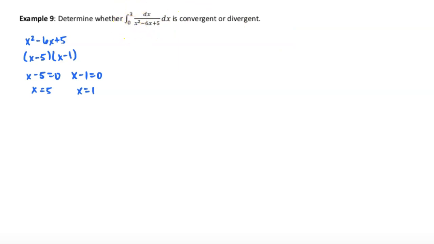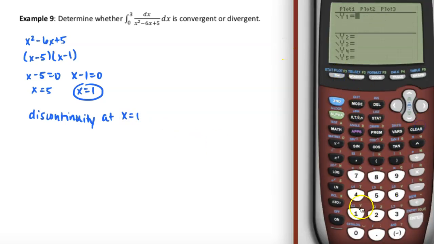Now I'm only worried about the interval from 0 to 3, and so I'm going to have a discontinuity at x equals 1. And so let's see what this graph is going to look like. And to plot this, I'm only going to be worried about the window from x equals 0 to x equals 3. And because now I can have negative y values, because if I have x values from 0 to 3, I can still get a negative y value, let's expand my window to a y min of negative 10. And now we get a good idea of what this looks like.